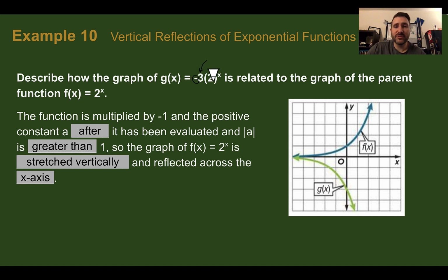So if we think about g of x, if this was positive, it would be up here somewhere. It got stretched away, and then it got flipped over. So two things actually happened to this. It got stretched up and then flipped over.